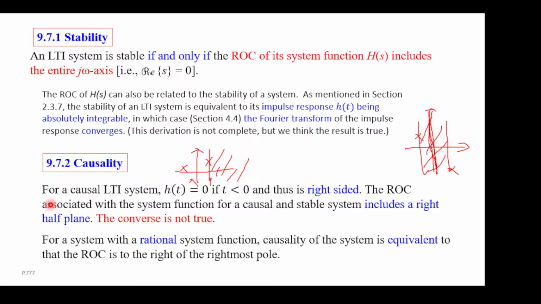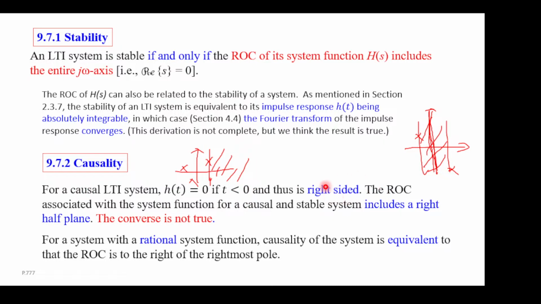But anyway, that's stability and causality. And for causality now we really don't have this if and only if. So now we have a very detailed case analysis here. We have that if the system is causal, then the ROC is right-sided. So I'm jumping ahead, sorry. If the system is causal, then obviously h of t is right-sided because h of t is 0 for t less than 0. That's what we had in chapter 2. So if the system is causal, then h of t is 0 when t is less than 0, so h of t is right-sided.